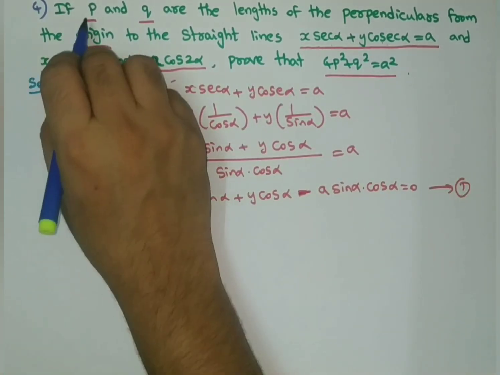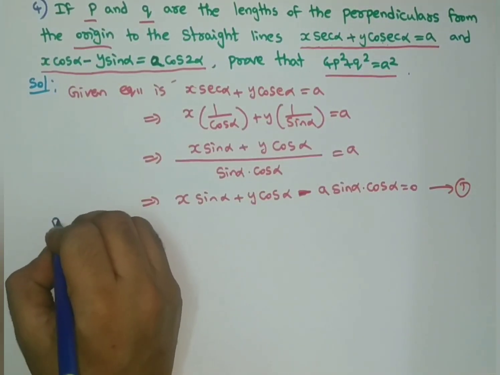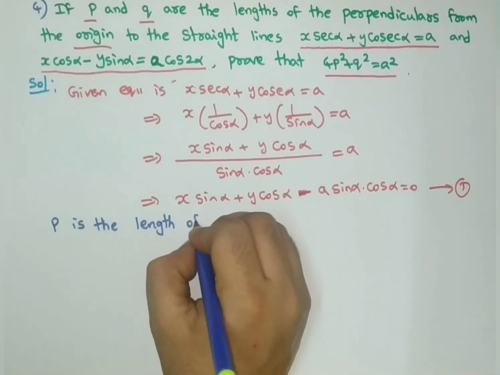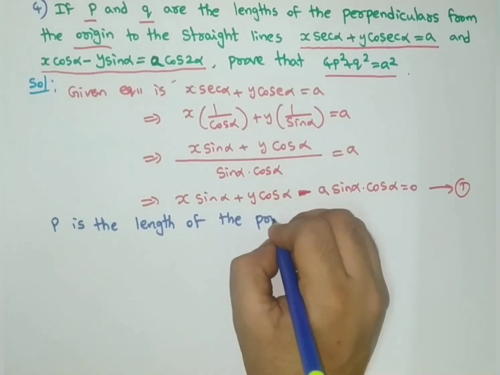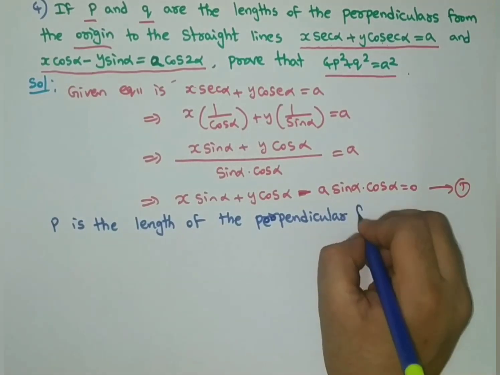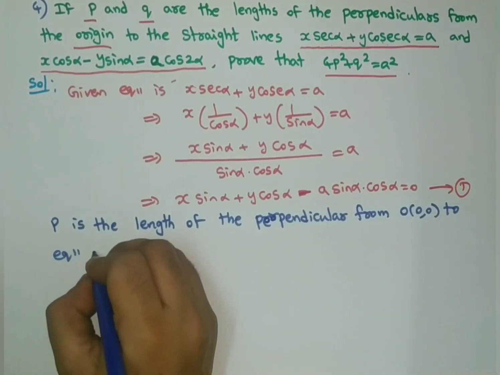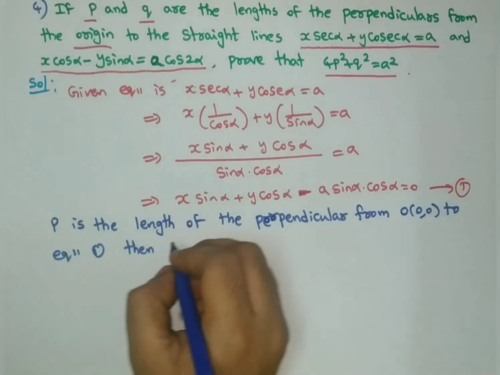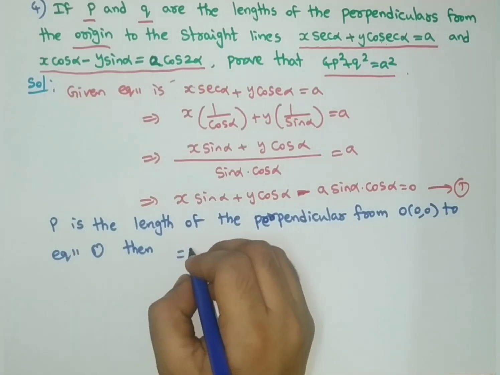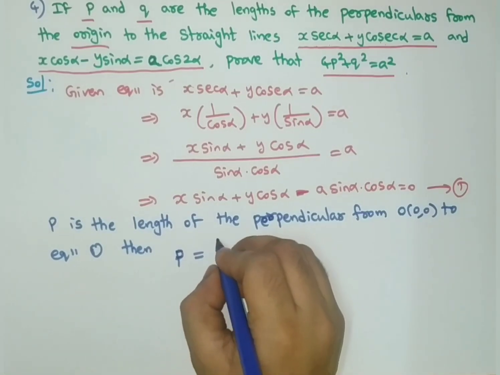So what is given: p is the length of the perpendicular from origin to the first equation. Okay, so p is the length of the perpendicular from origin to equation 1. Then what we will get? So that is equal to, p is given, so p is equal to mod of A x1 plus B y1 plus C by root of A square plus B square.